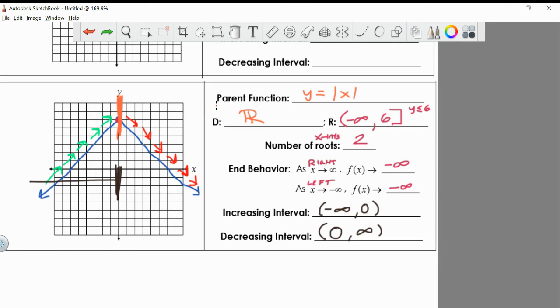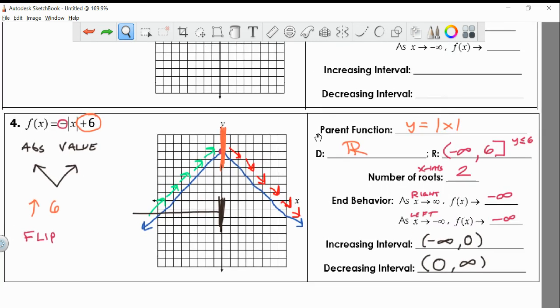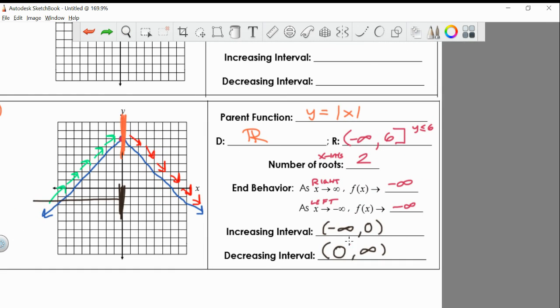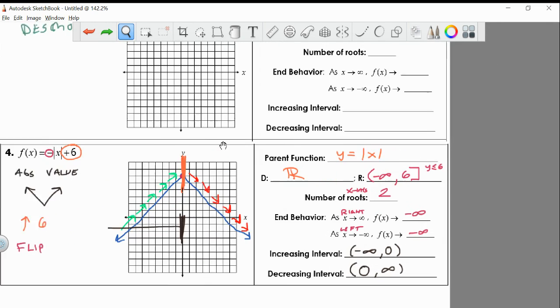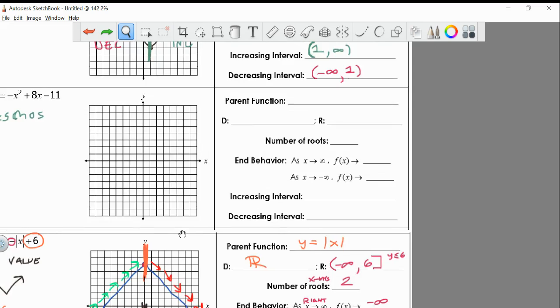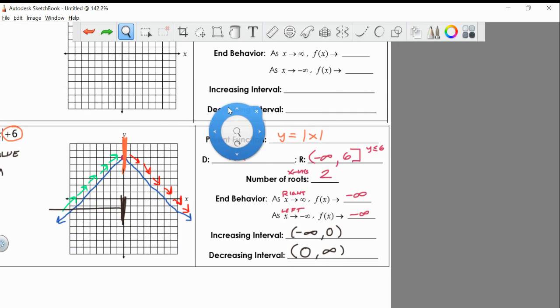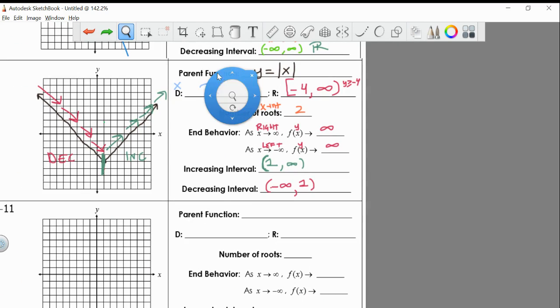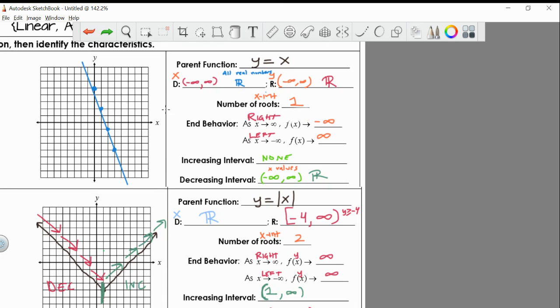All right, that is how you work with analyzing these graphs with these different metrics we're talking about today. Now, some things that you might have noticed, some things that you might want to keep in mind, okay? Our domain was all real numbers for all 3 of the examples we did today.